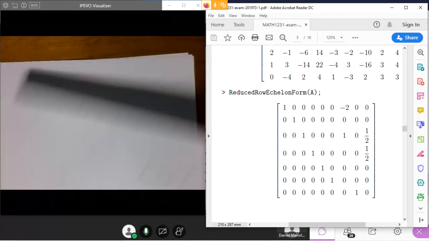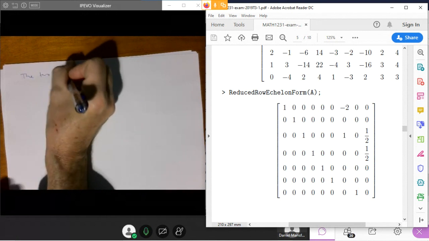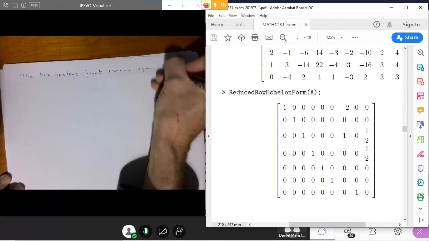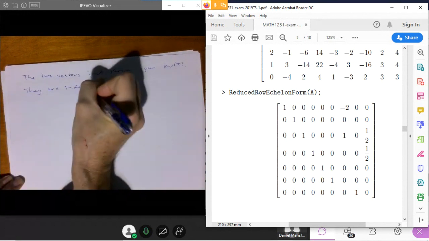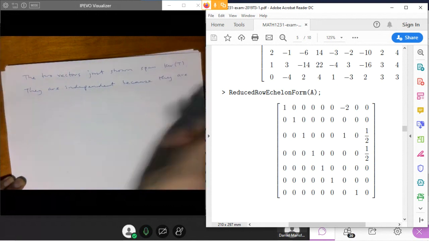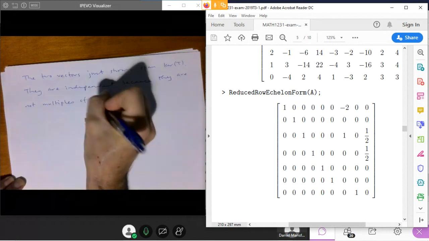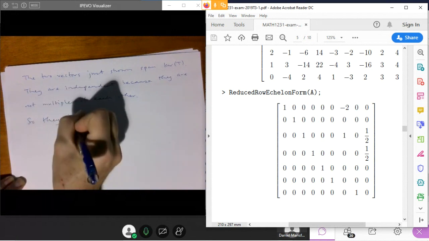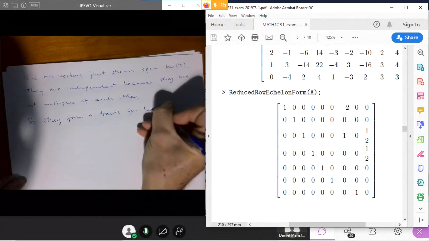Okay, and just to avoid having to write them down again, let's say the two vectors just shown span kernel of T. They are independent because they are not multiples of each other. It's actually fairly unusual in an exam for them to give you basically the same question twice, but that's pretty much what they've done here. So they form a basis for kernel of T. Once again, remember the definition: a basis is a spanning set which is also linearly independent.